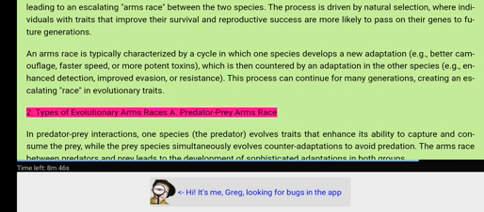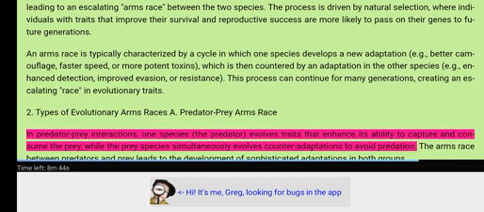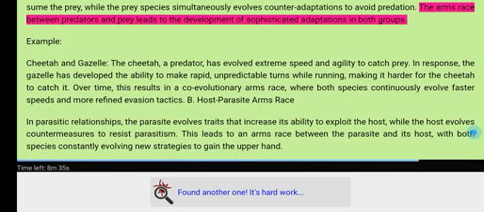2. Types of evolutionary arms race. A. Predator-prey arms race. In predator-prey interactions, one species, the predator, evolves traits that enhance its ability to capture and consume the prey, while the prey species simultaneously evolves counter-adaptations to avoid predation. The arms race between predators and prey leads to the development of sophisticated adaptations in both groups.